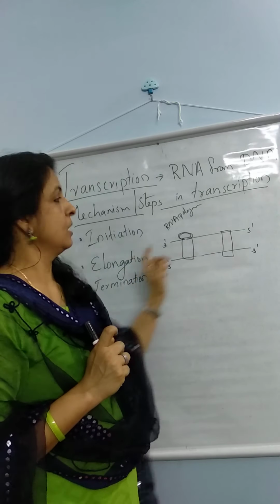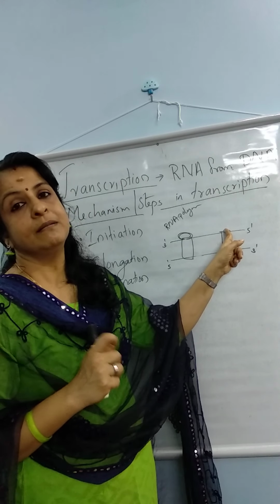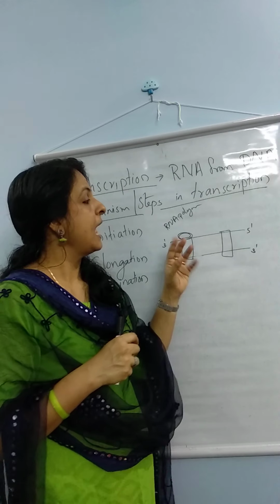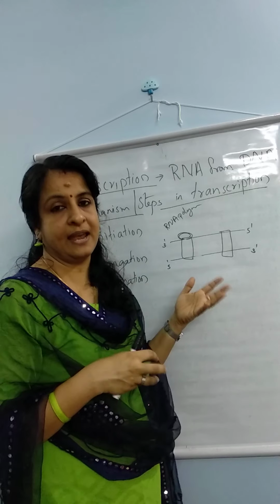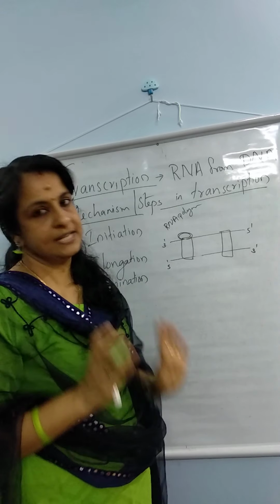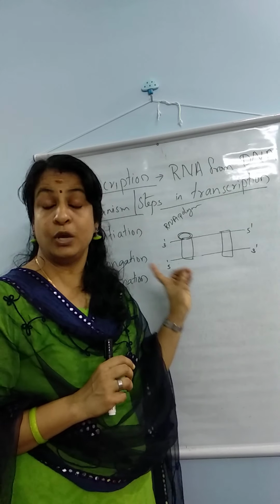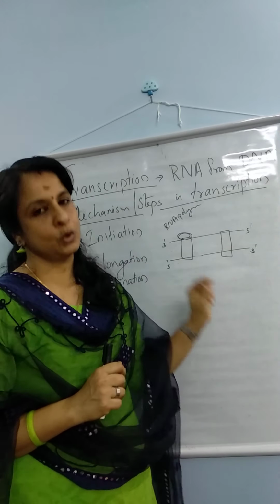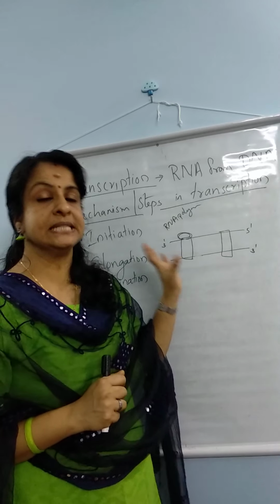When the RNA polymerase reaches the terminator site or the terminator sequence, what will happen? The RNA polymerase will separate off. In eukaryotes, it gets separated off and the newly formed or nascent RNA gets separated from the DNA strand. In prokaryotes, there are specific proteins called Rho factors. Rho factors will come and bind to this region, stopping the process further. That is called termination. This is the stoppage of the process of transcription. So this is the mechanism or steps in transcription.